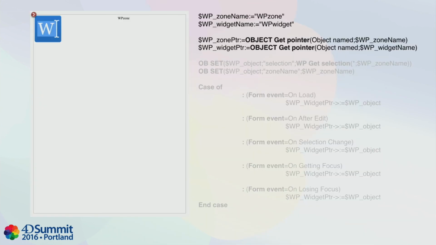So how does it work? Inside the 4D Write Pro area, we have a little script, as I said. So let me explain what this script does. First of all, I have two text variables where I put the name of the area itself and the name of the widget. That's the object name, right? Then, using these names, I get two pointers on these objects.